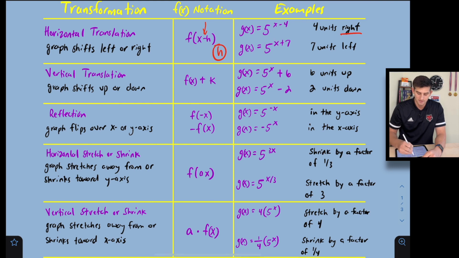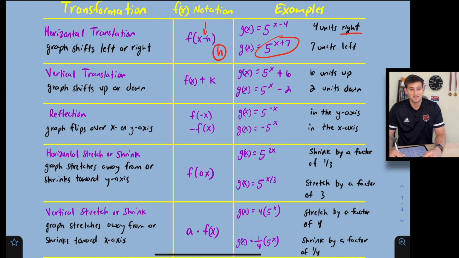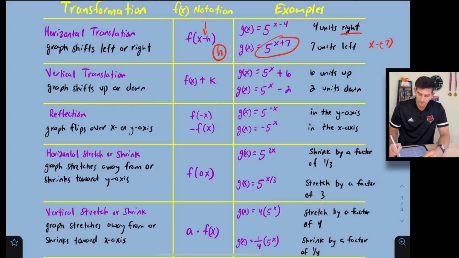So just remember it's opposite of what you think. Same thing for this one. If I see 5 to the x plus 7, I might think, oh, plus 7, let's go right. Well, think about what it was initially. In order for that to become plus 7, I had to have substituted in a negative 7 for h. So it would be like x minus negative 7, and we know that a minus and a negative becomes a plus, and so that's why we actually go left there, because of the initial h value, which was negative 7.